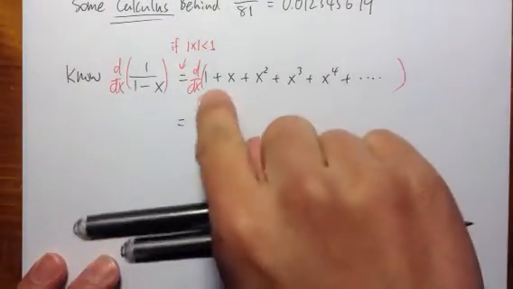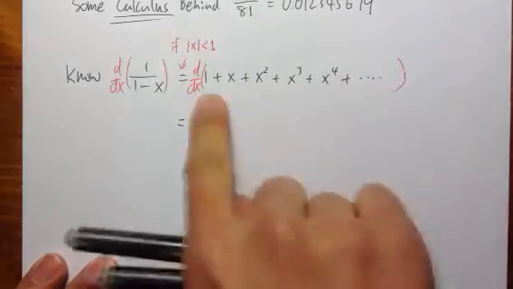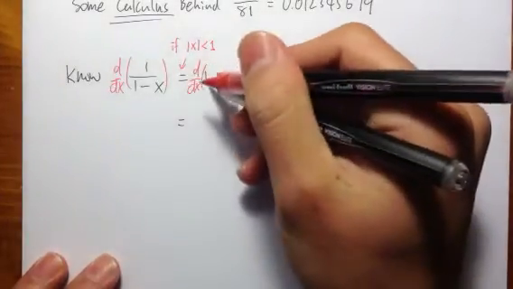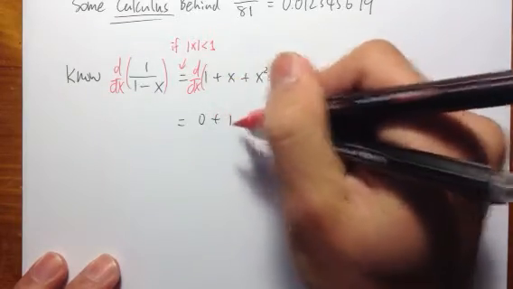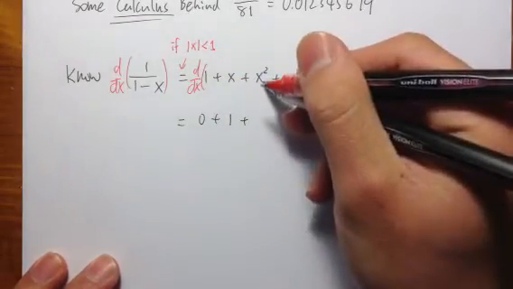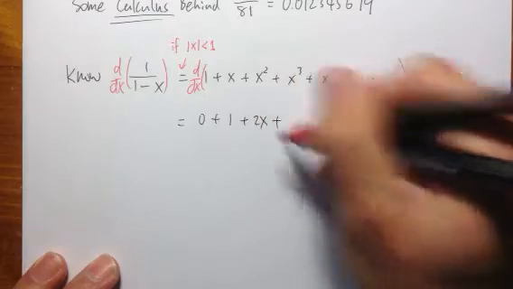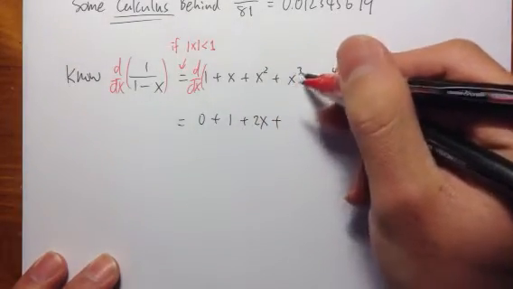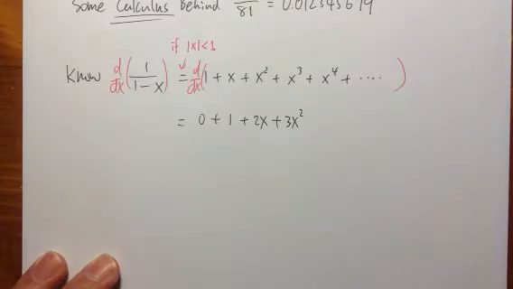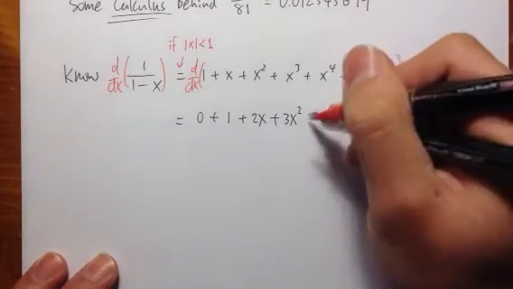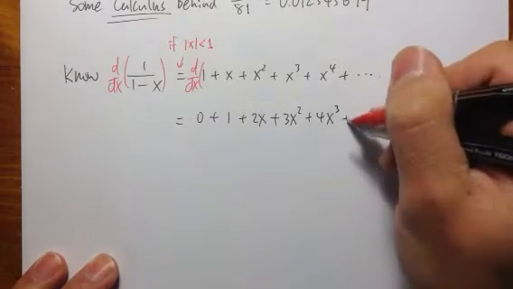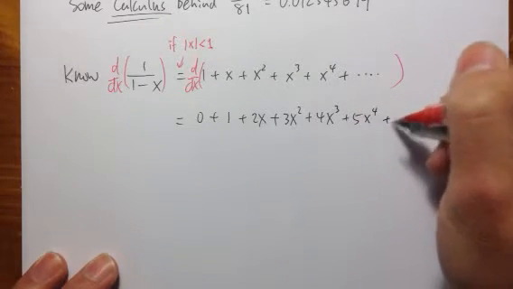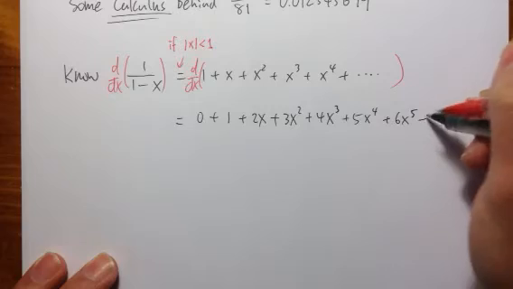Anyways, the derivative of the series, let me do the easy side first. The derivative of 1 is 0. The derivative of x is 1. The derivative of x squared is 2x. The derivative of x to the third power is 3x squared. The derivative of x to the fourth power is 4x to the third power. And 5x to the fourth, 6x to the fifth, and so on.